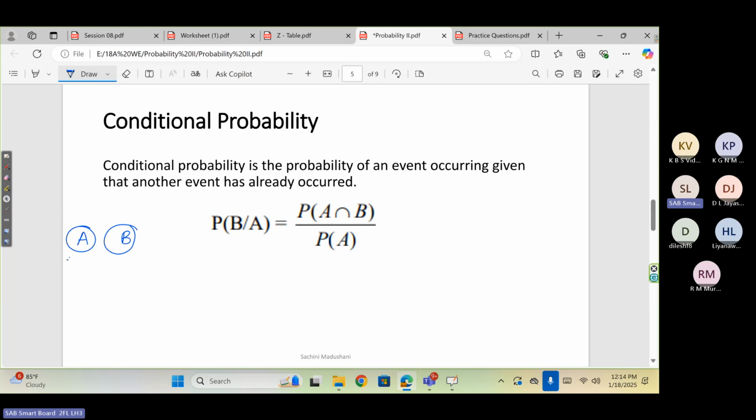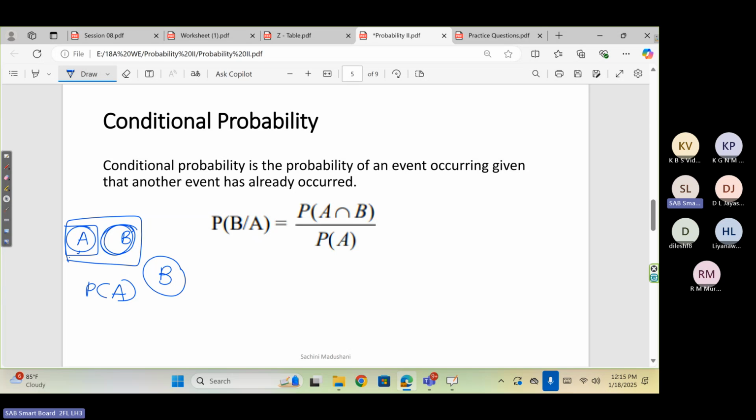Understood? There are two events, A and B. We need to find out the probability of event A occurring, and at that time, event B has already occurred. These two events do not occur together simultaneously. When finding the probability of one, the other event has already occurred. It's clear? Then we need to find out the probability of A, and at that time event B has already occurred.